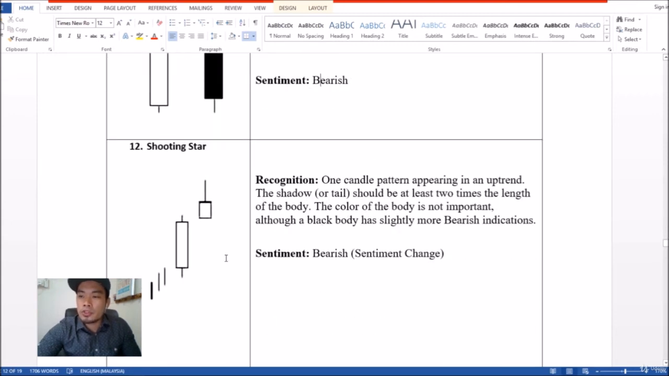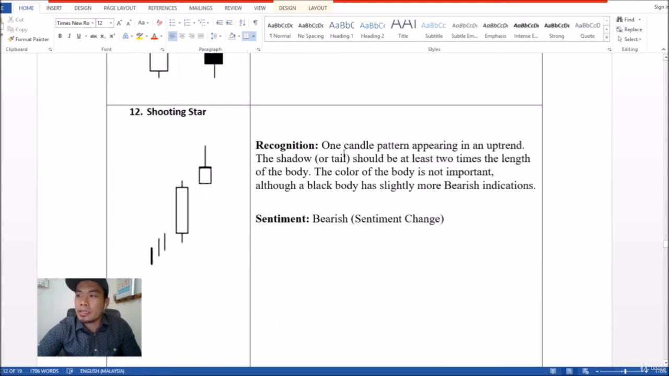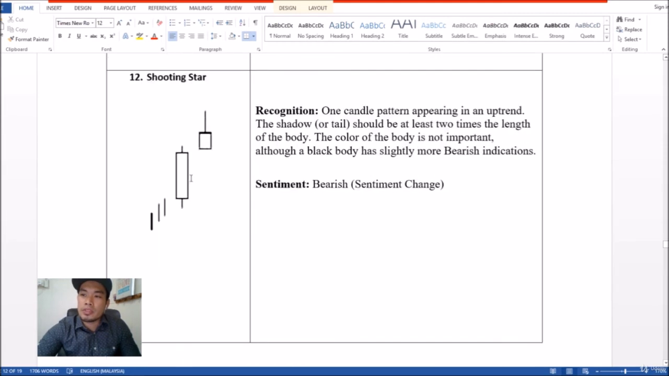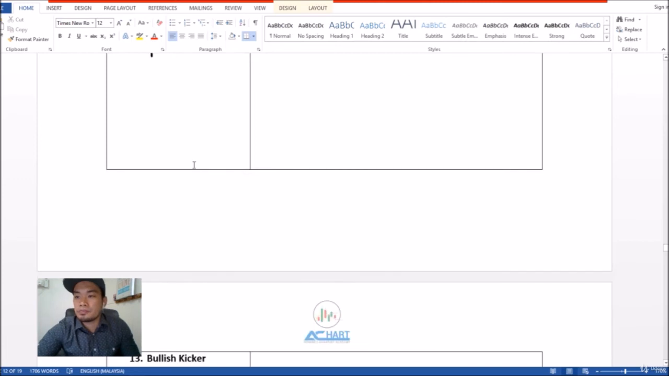And for shooting star, one candle pattern appearing in an uptrend, the shadow or tail should be at least 2 times the length of the body. We can conclude that a hammer is happening at the top, a hammer occurring at the top, which indicates the price reversal. And you can see that the color of the body is not important, although a black body has slightly more bearish indications. And the sentiment is bearish, or the sentiment has changed.